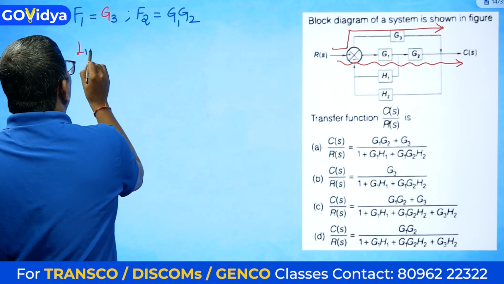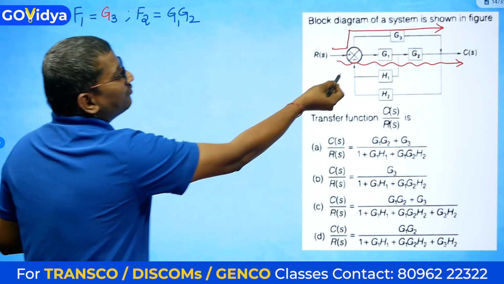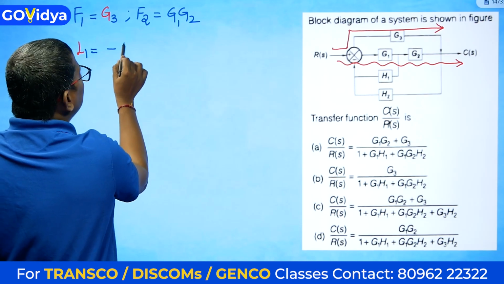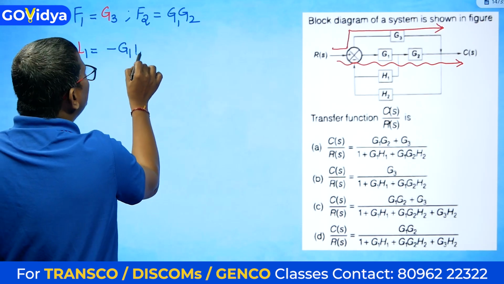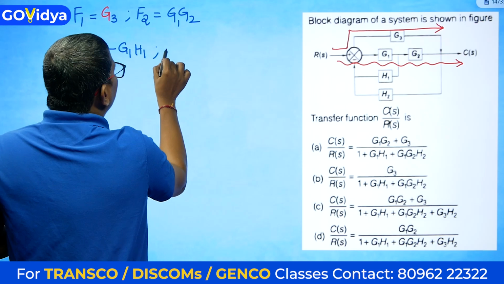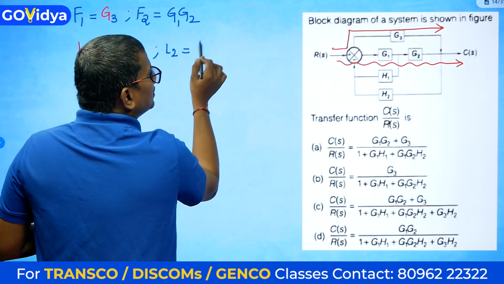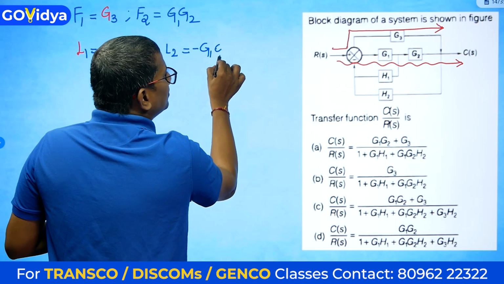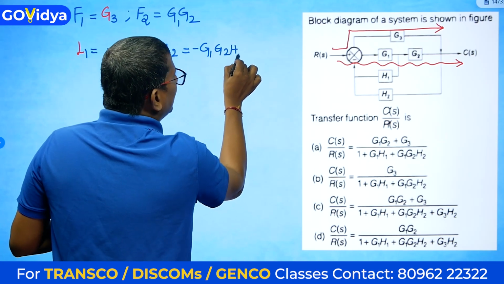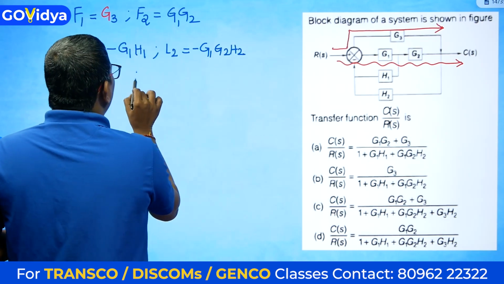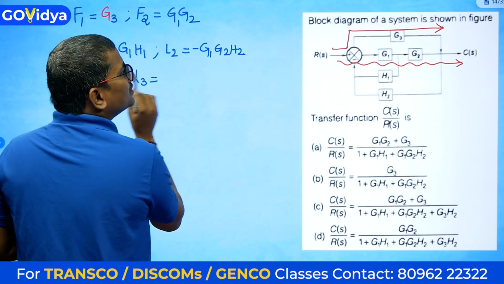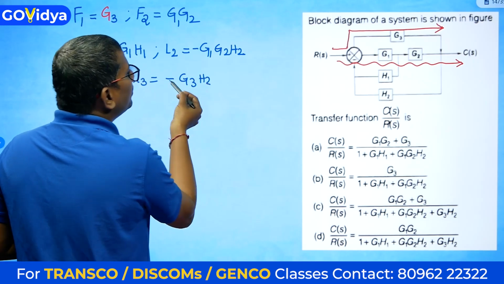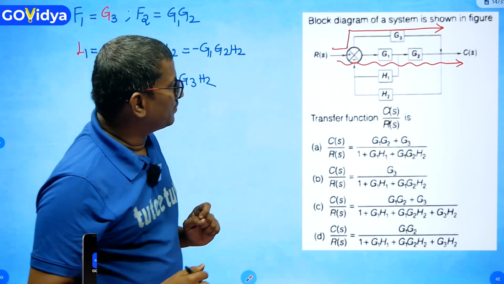Therefore, how many loops? Three loops are there. Loop 1 is equal to how much? I'm going from inside to outside. So one loop gain is minus G1 H1. Another loop gain is, obviously with a minus in front, minus G1, G2 and H2. Another loop gain, L3, is equal to minus G3 and H2. Obviously, you know why I'm putting this minus: because it is a negative feedback system.